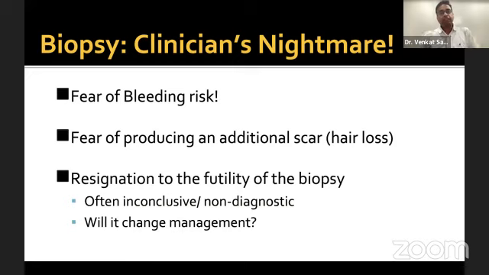But a biopsy is a clinician's nightmare because most people don't do it because of fear of bleeding. Scalp is a site which bleeds a lot. Fear of producing additional scar because the patient's already got hair loss. You don't want to give an additional patch of hair loss. And resignation to the futility of a biopsy because often the reports are inconclusive, non-diagnostic, and you wonder, will it change the management? And that is because of lack of adequate training, I have to say. Once you're trained in scalp biopsies, it's a very interesting area.